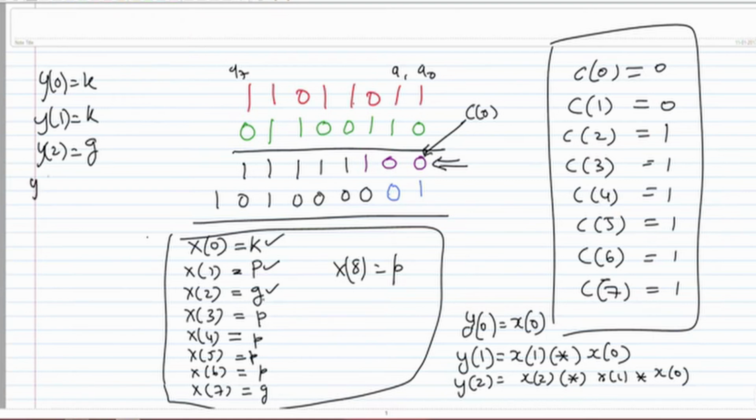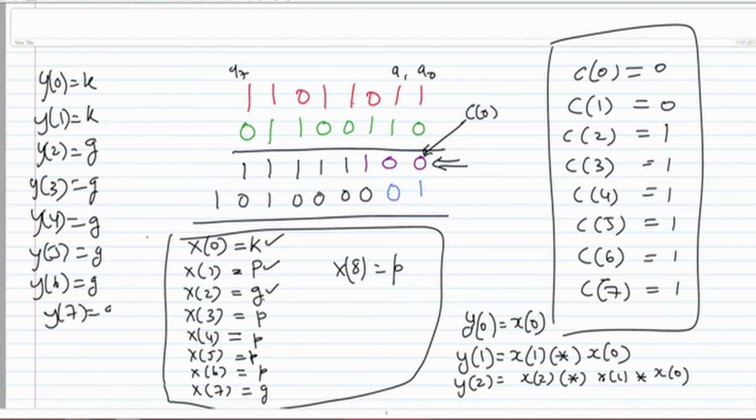Y3 will be P with G with P with K, so it will be G. Y4 will be again P with G with P with K, again it will be G. Y5 will again be G, Y6 will again be G, Y7 is G, Y8 is G.